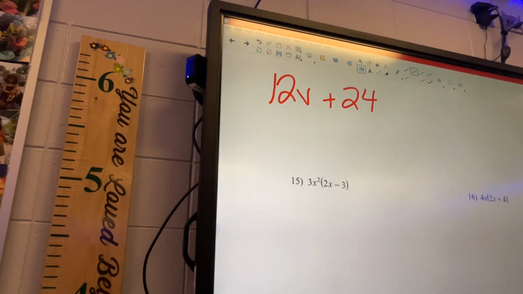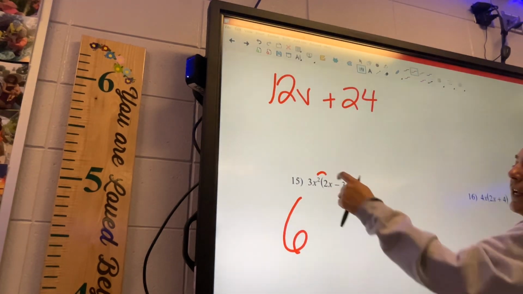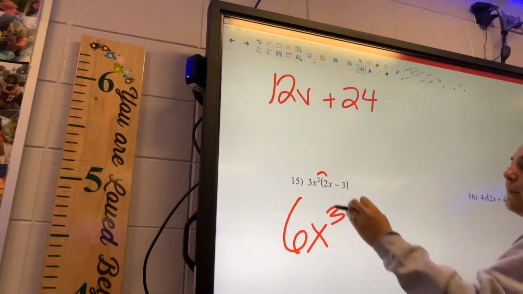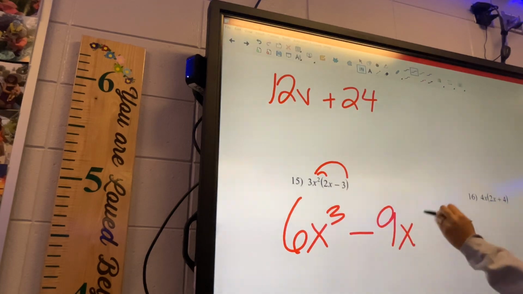Okay, 15, we're going to say 3 times 2, which is 6. Okay, and then the first guy's got 2 X's, the second guy's got 1, so it's going to be X3. And then I got 3 times negative 3 is going to be negative 9 X2.